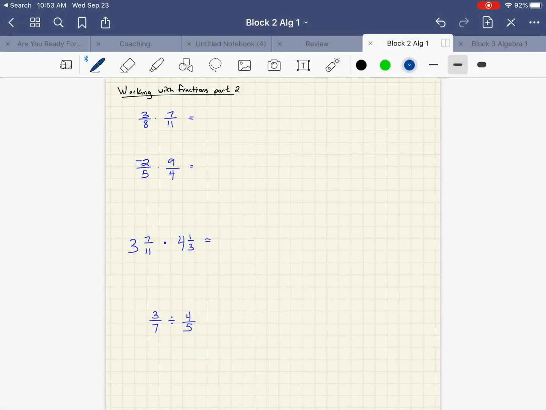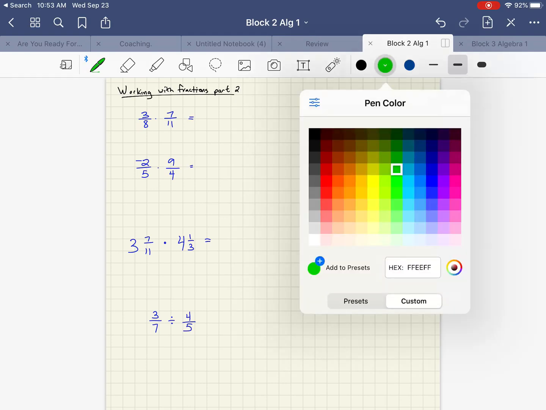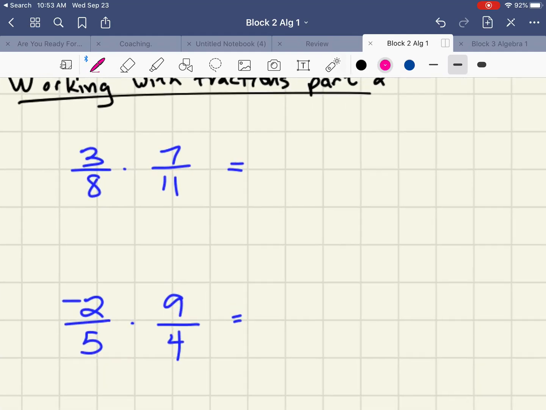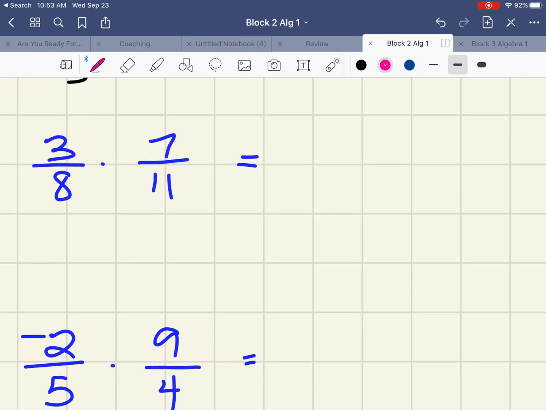All right, this is another video on working with fractions. This is part 2. We're going to be multiplying and dividing. The big difference between multiplying and dividing, other than the obvious, is that there is no need to get a common denominator. And there are two ways that we can go about doing it. In this first problem, there's really only one way. But again, there's no need for the denominators to be the same.